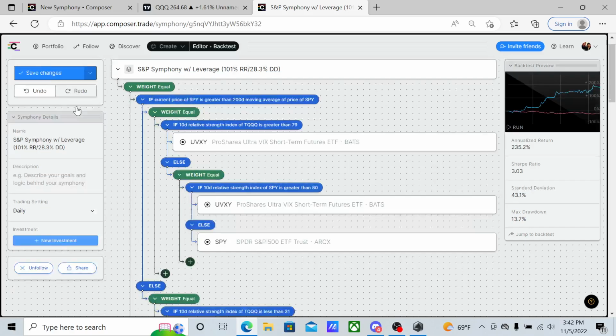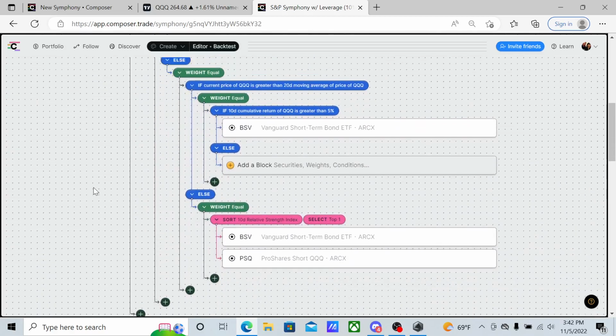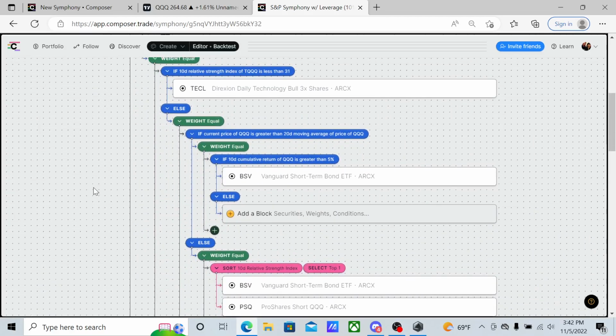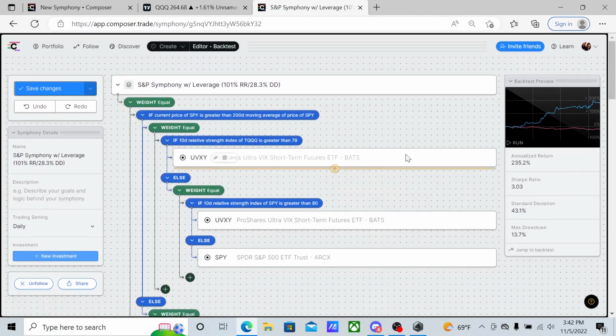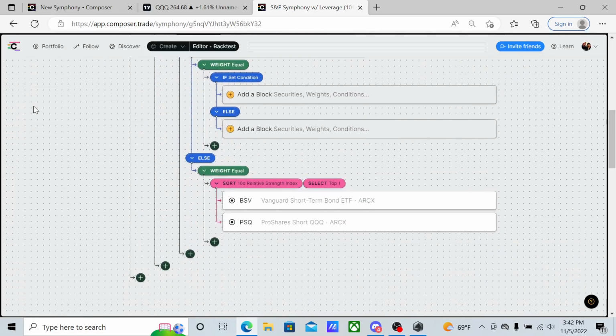Okay, so let's see. Just by adding that 10-day cumulative return of QQQ greater than 5, it brought it from 235 to 255. Is that right? Let me make sure that reflects what I did.